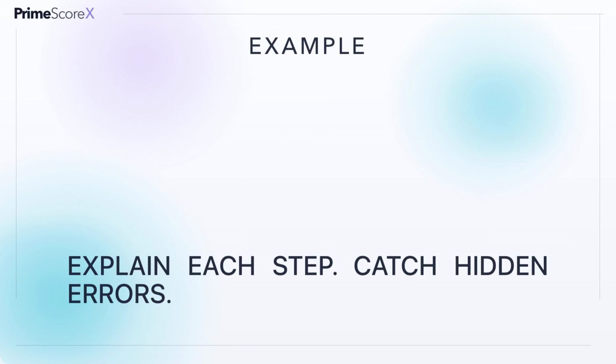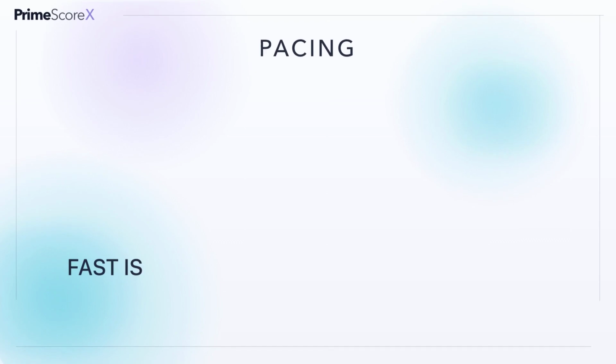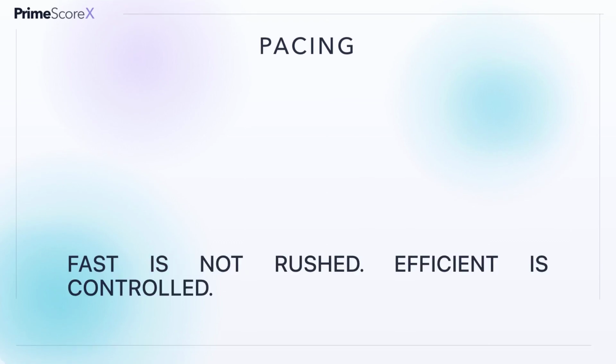As you work, explain each step to yourself in simple language. This number represents the starting value. This number represents the change. This operation gives the total. This unit must appear in the final answer. That kind of self-checking catches hidden mistakes before they turn into lost points.